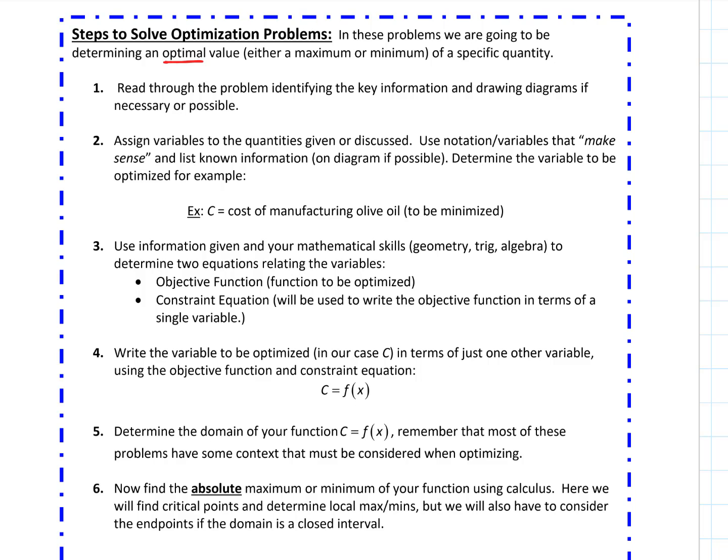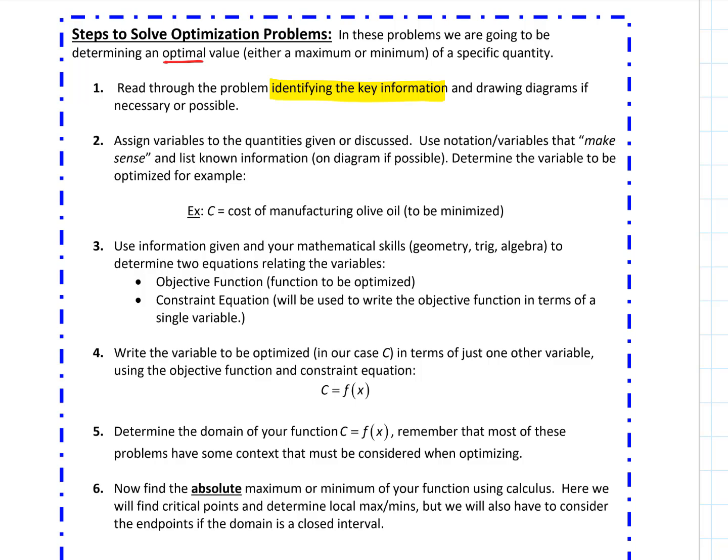So the first thing we're going to do is read through the problem and just identify the key information. If possible, we can draw a picture or a diagram. Sometimes that's useful and sometimes it's not necessary or even applicable. Sometimes there's no drawing that could be associated. So if possible, do that if that's a worthwhile endeavor.